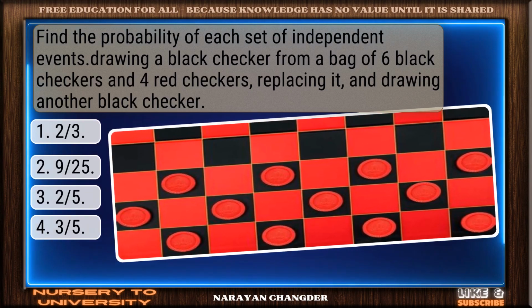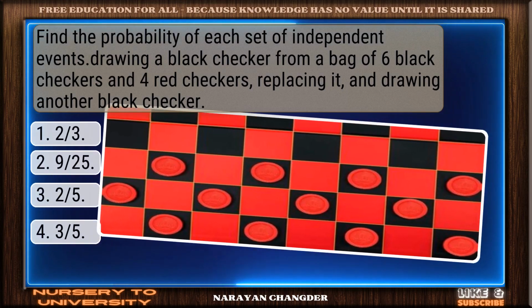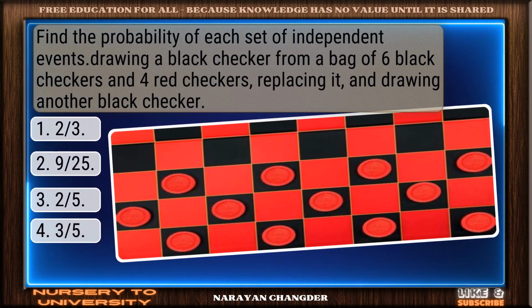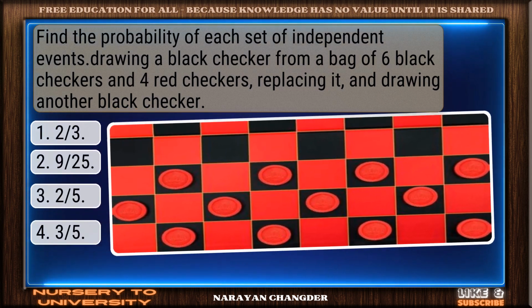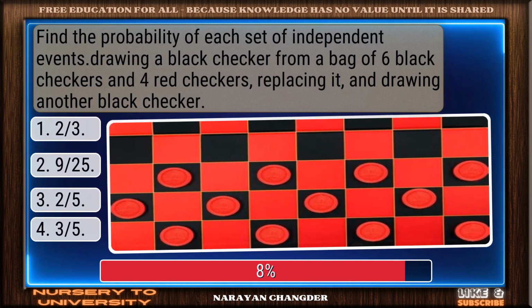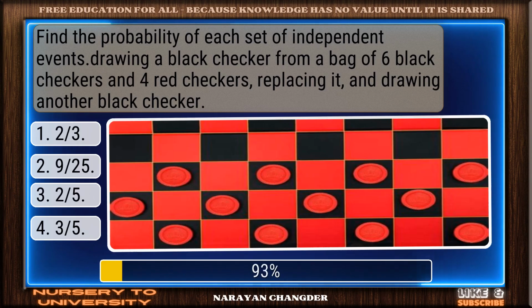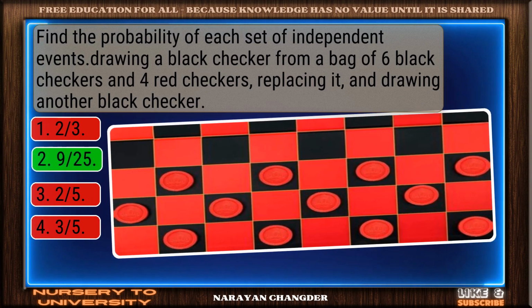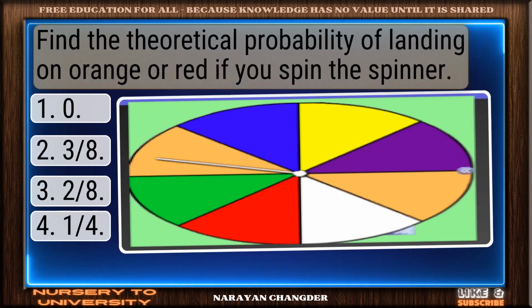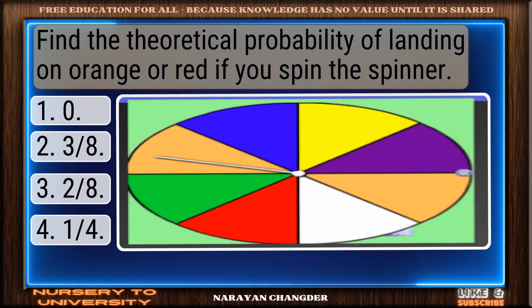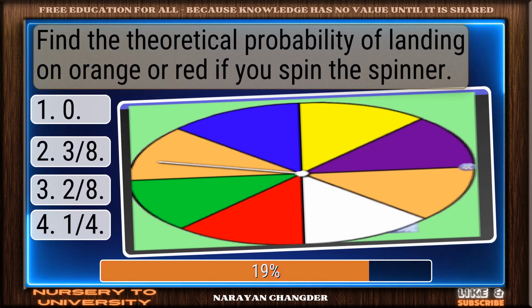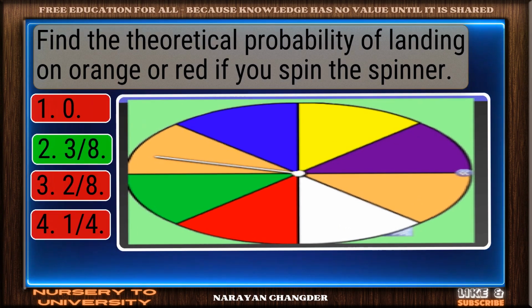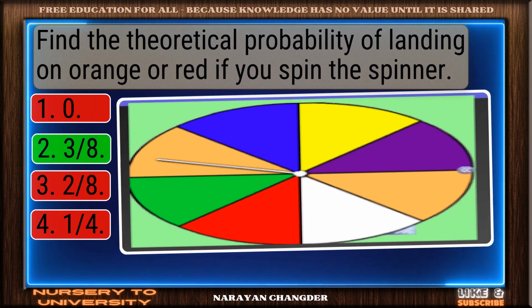Find the probability of each set of independent events. Drawing a black checker from a bag of 6 black checkers and 4 red checkers, replacing it and drawing another black checker. You're right. 9/25 is correct. Find the theoretical probability of landing on orange or red if you spin the spinner. Strong choice. 3/8 is right.